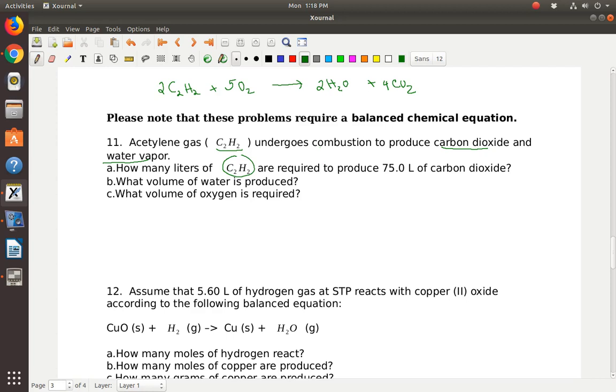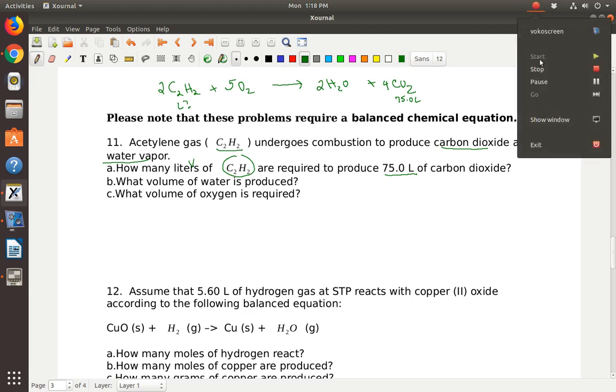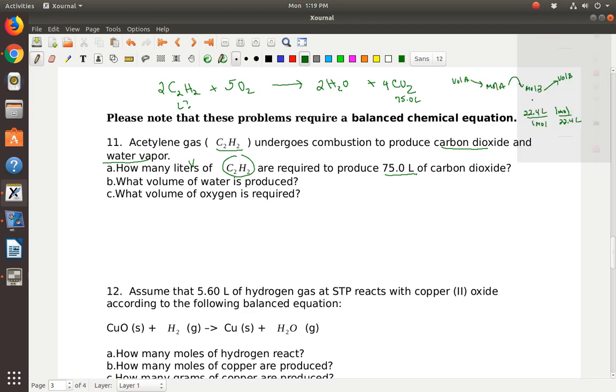So now that we have the balanced equation, let's answer the first question. Letter A. How many liters of C2H2, remember liters is a volume, are required to produce 75 liters of carbon dioxide. So this one's not going to be too terribly difficult. This is just going from volume to volume. Now I'm going to go ahead and write the pathway up here just so we can visualize this. So I wrote it right up here.